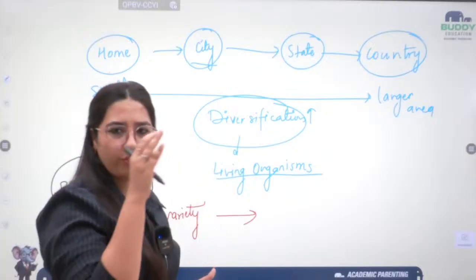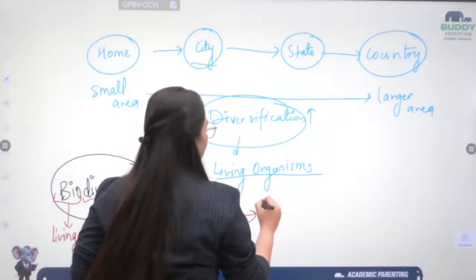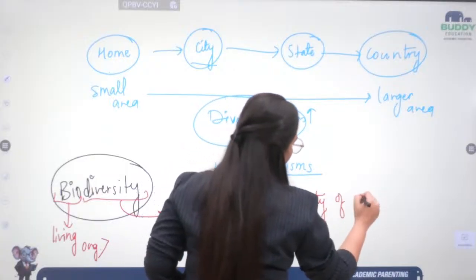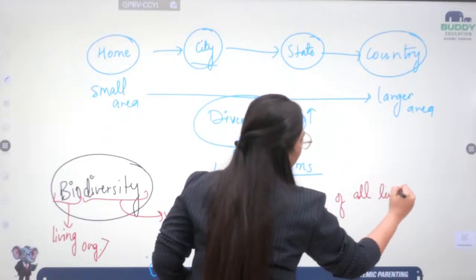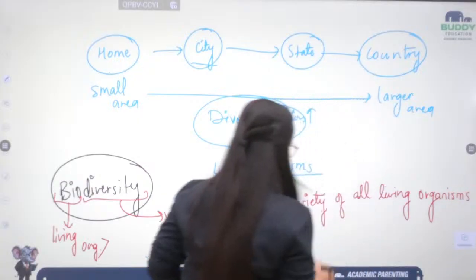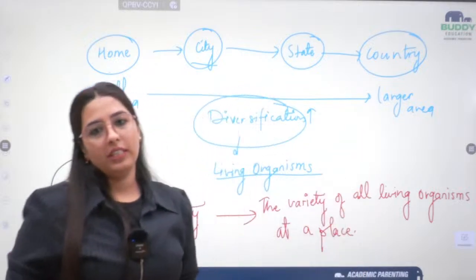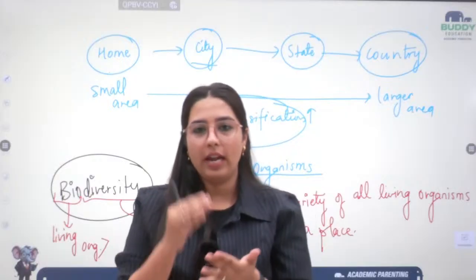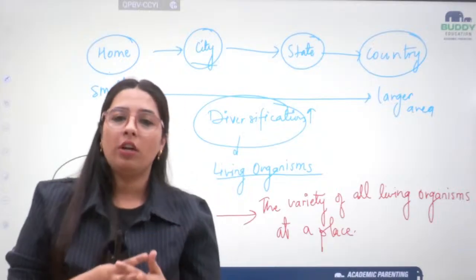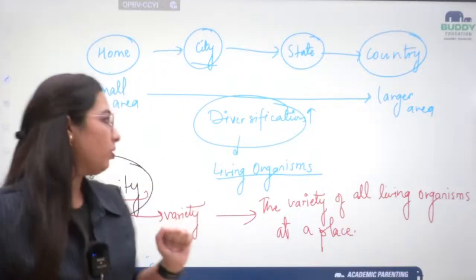From unicellular to multicellular. Okay, so biodiversity is basically the variety of all living organisms at a place. Okay. So biodiversity is basically all the varieties which are included at a particular place. If I talk about biodiversity, there is a different context to it, like how many organisms are known species, everything that is already there in the book. Okay. So let me talk about that.